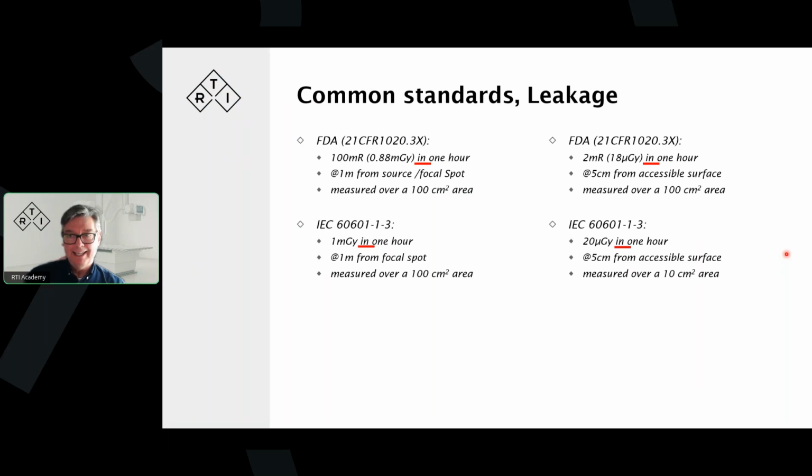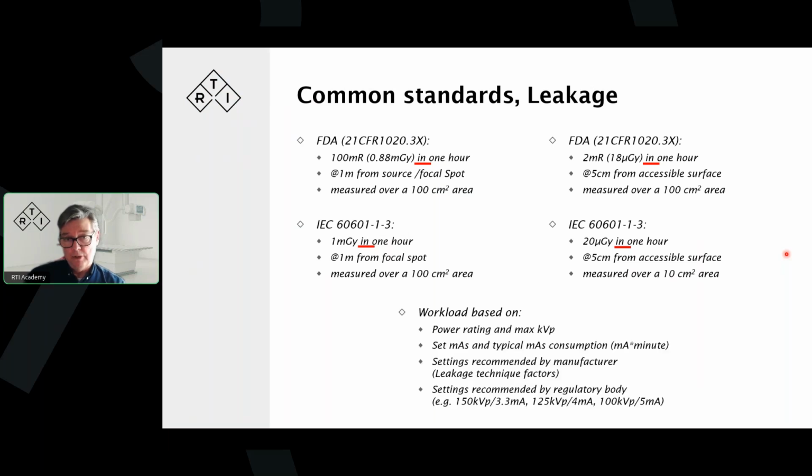Here it is in 1 hour, and that means we need to adjust for the workload to see how much radiation escapes the tube during 1 hour. So in 1 hour, not per hour. What we need to do is make a measurement, an exposure. We measure it and then look in the documentation to see how many exposures like this can be performed in 1 hour, and then multiply these exposures by that value to see if it is below the legal limit or not. That's what we need to do.